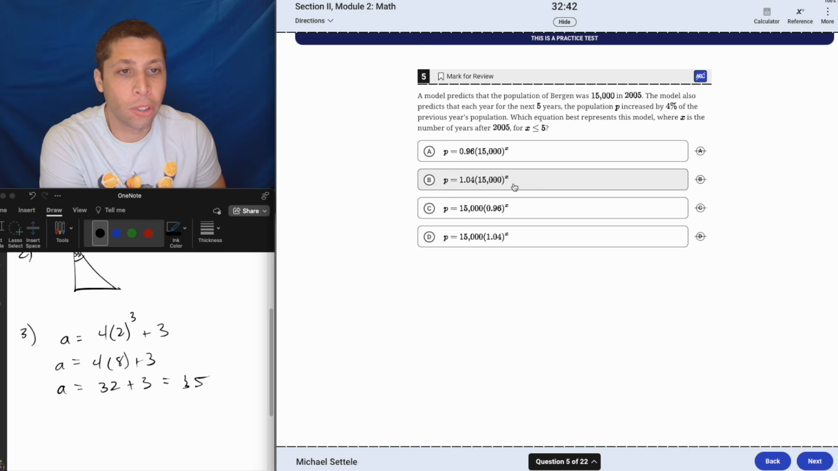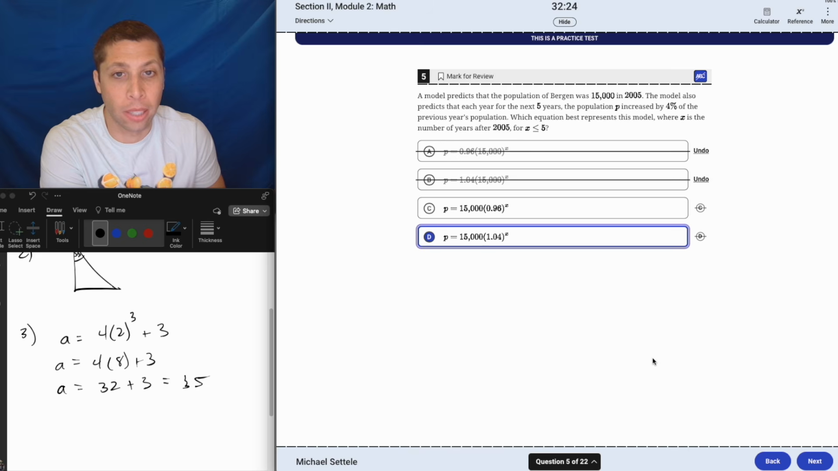The model predicts that the population of Bergen, and also predicts that the next year the population increased by 4% of the previous year's population. Okay. So X is the number of years after 2005. So 2005 is my starting point. So 15,000 needs to be on the outside. And for the exponential formula reasons, if it's increasing by 4%, it's going to look like this.